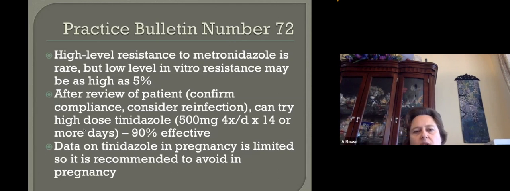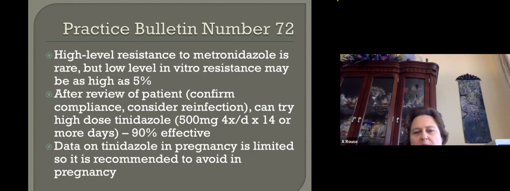Well, resistance is actually quite low. Only about 5% are resistant. And most of the time when you're looking at it, it may just be compliance. They didn't take their medication, or their partner didn't get treated, or they've been reinfected because of exposure. And then from a pregnancy perspective, use your metronidazole.